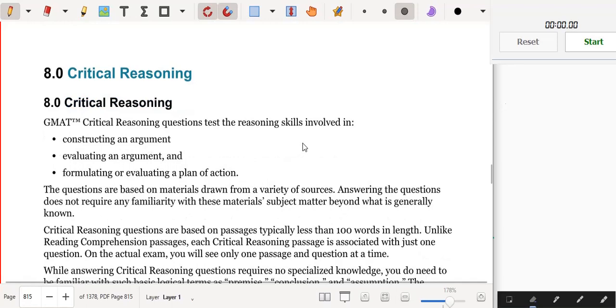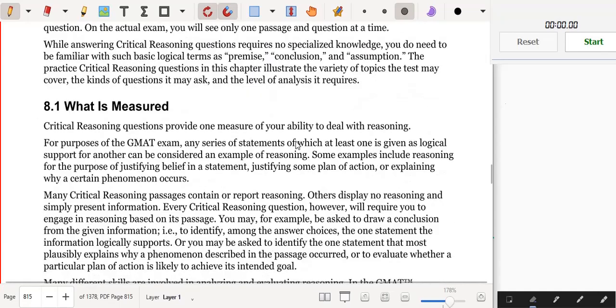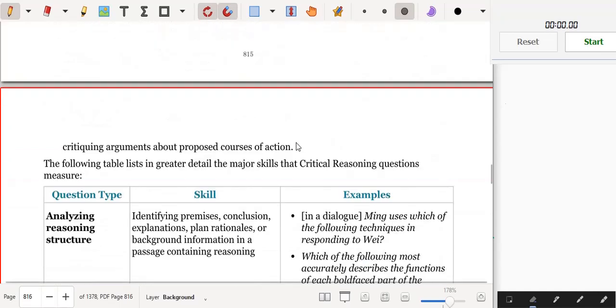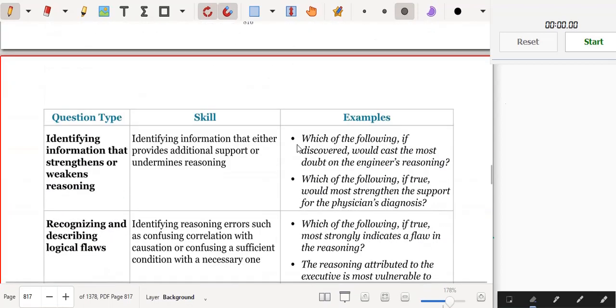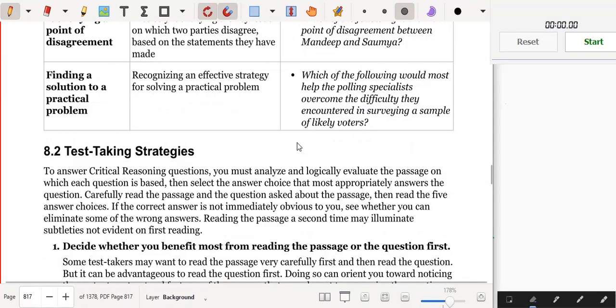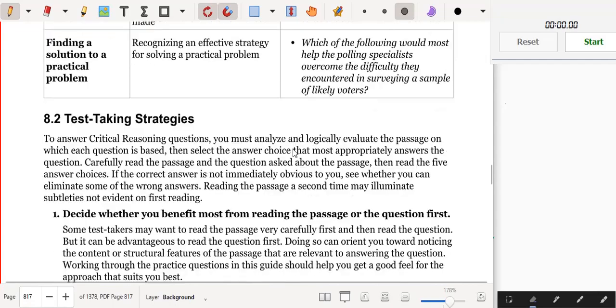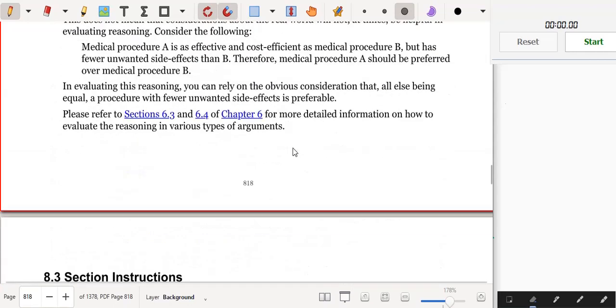So in this chapter there are several texts given. I don't think we need to read that much because we can directly jump to the questions. You can definitely read all this. They will definitely help you to understand how critical reasoning is asked, what is asked, and how to answer. There are some test taking strategies, but I will directly jump to the questions.